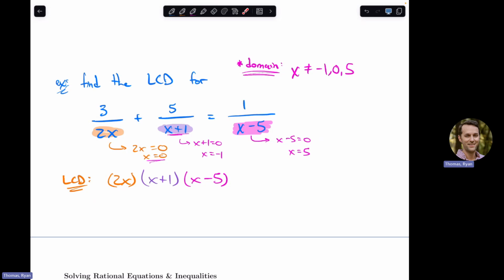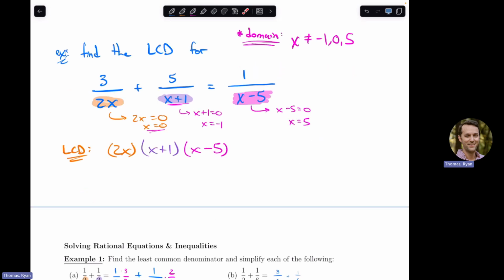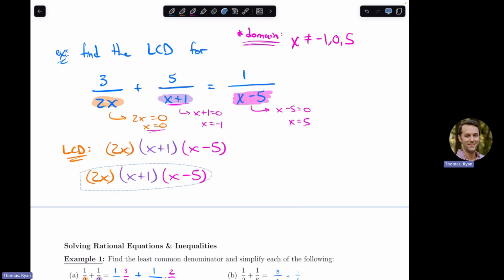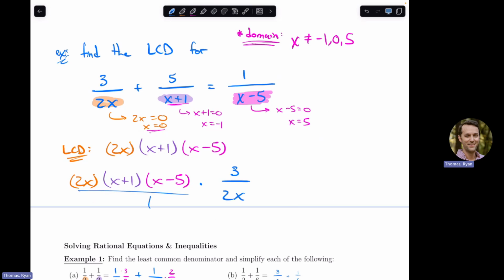So the first part of that product would be the LCD times 3 over 2x, that over 1 if you want, and then you're multiplying straight across. So that part cancels, and you're left with all the rest of it. 3x plus 1, x minus 5.